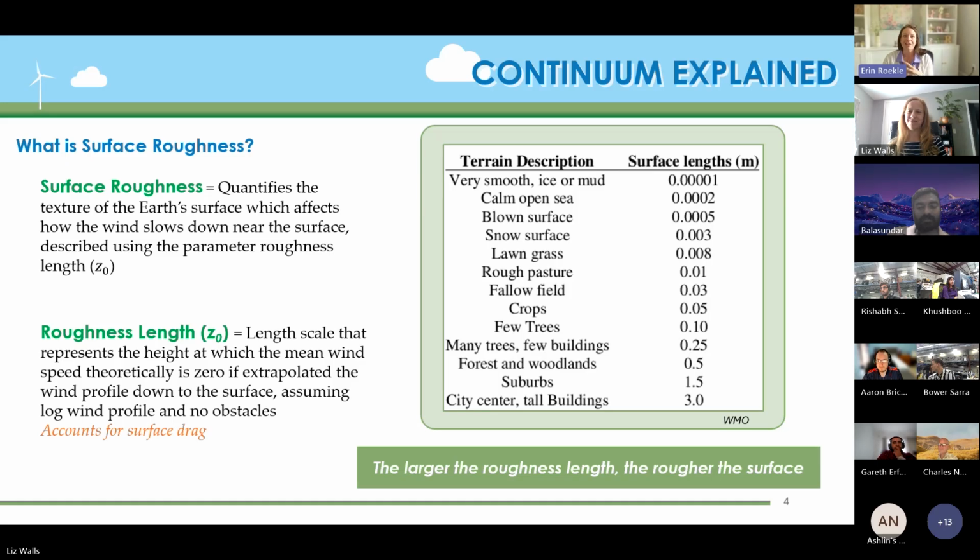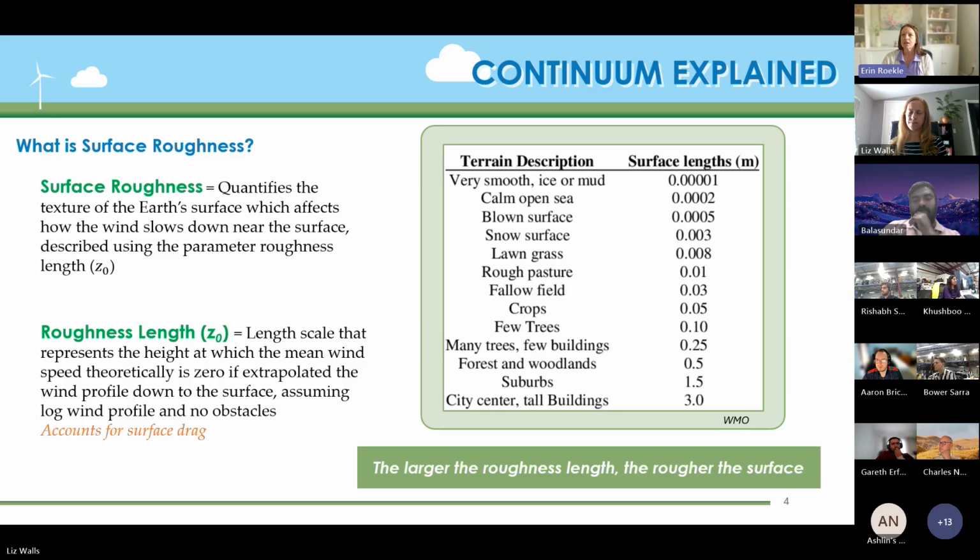So this roughness length, you just need to think about it as seeing how the surface texture is really affecting what the wind is doing right above the surface. So this roughness length is accounting for the surface drag, the friction, the drag that the surface is having on the wind right at that surface level.